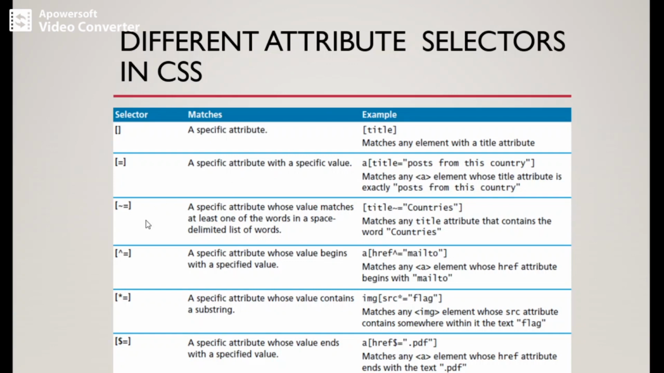Okay, then this tilde symbol with equal to means a specific attribute whose value matches at least one of the words in a space delimited list of words. Now here it is country, so it matches any title attribute that contains the word countries.